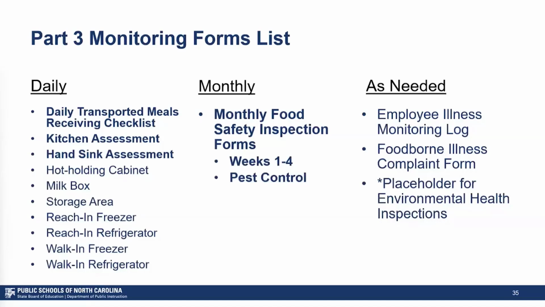At minimum, you will still need to complete the following daily and monthly logs with as much information as you can provide based on your operation. And these are bolded here on the screen. Daily transported meals receiving checklist, kitchen assessment, hand sink assessment, and monthly food safety inspection forms, which includes the forms for weeks 1 through 4, as well as the pest control form.